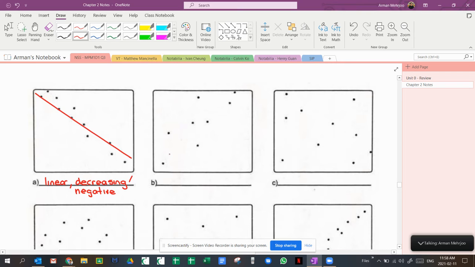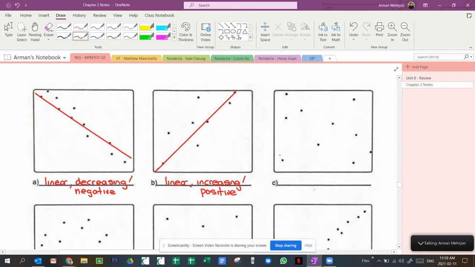For this next one, my data is kind of scattered, but I think I can still draw a line of best fit. I think I can draw something like that. And here I have 1, 2 below, and I have 3 points above. So, good enough. We could say this is a linear and increasing or positive trend.